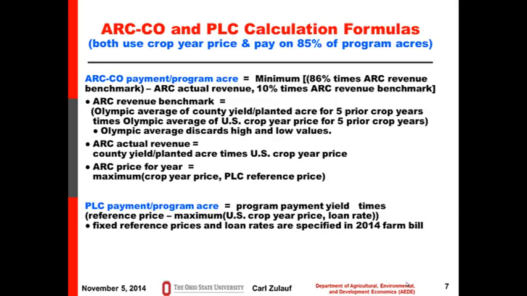The revenue benchmark is a critical concept in ARC. The revenue benchmark is calculated as the Olympic average of the county yield per planted acre over the 5 previous years, and you multiply that Olympic average of the county yield times the Olympic average of the U.S. crop year price for the 5 prior years. An Olympic average discards the high and the low values. So you have 5, let's say, yields. You take out the high yield, you take out the low yield, and then you divide the 3 remaining yields by 3. So that gives you the ARC revenue benchmark.